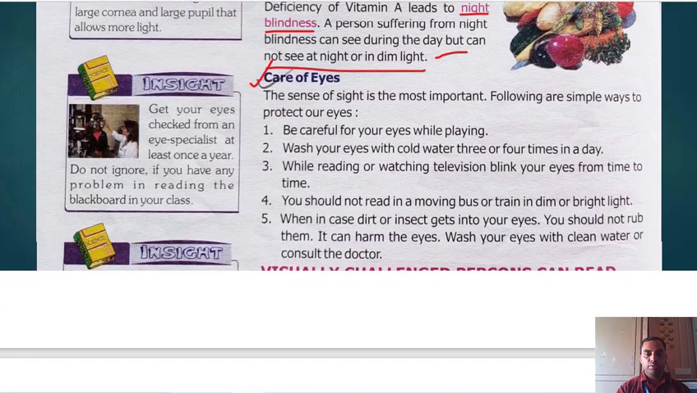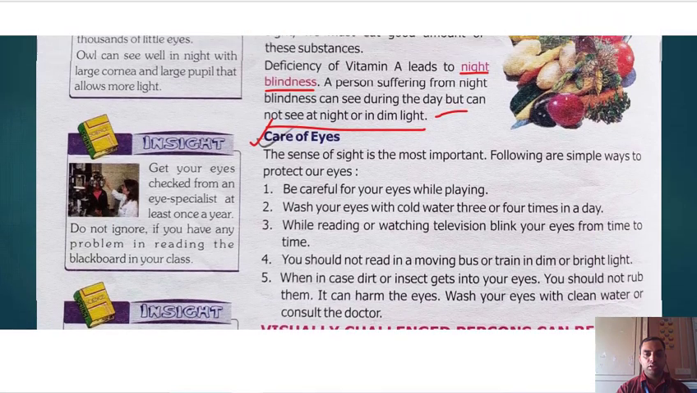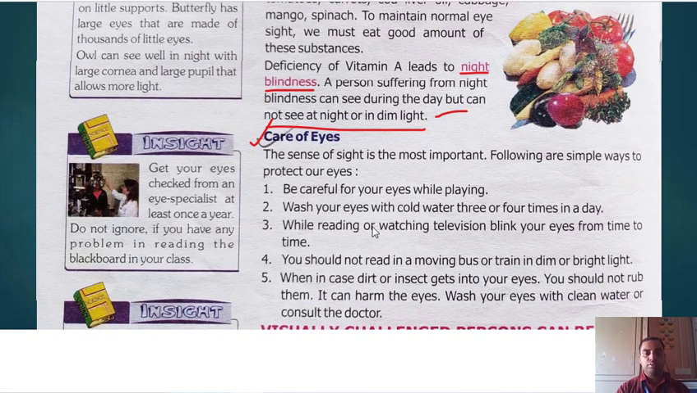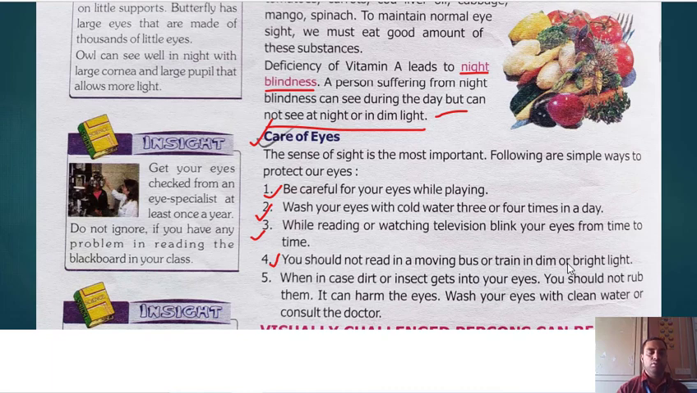Everyone knows, but no one follows. So I would like you guys to follow this. Be careful for your eyes while playing. Wash your eyes with cold water 3 or 4 times in a day. While reading or watching television, blink your eyes from time to time. Do not read in a moving bus or train or in dim or very bright light. You should always read while you are not moving.